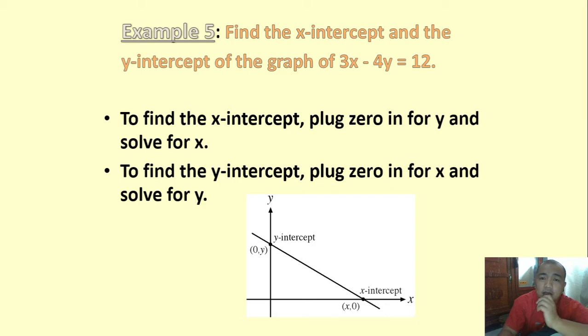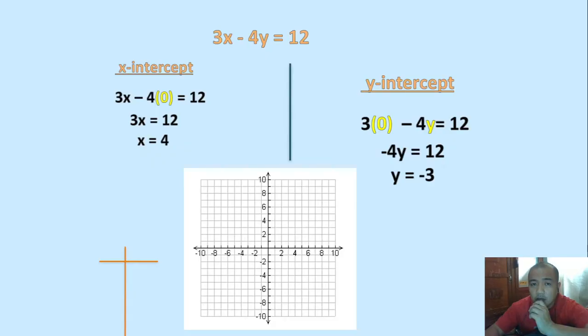Example 5. Find the x-intercept and the y-intercept of the graph of 3x minus 4y equals 12. So to find the x-intercept, plug 0 in for y and solve for x. To find the y-intercept, plug 0 in for x and solve for y. This is method 2 in our two previous examples. So let's try.